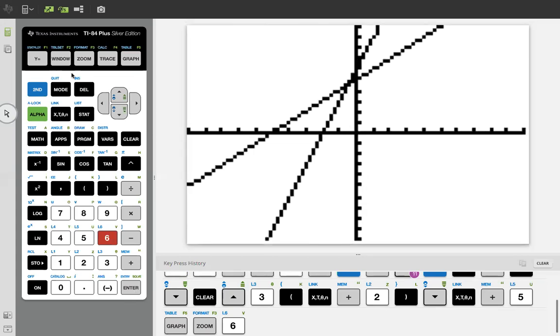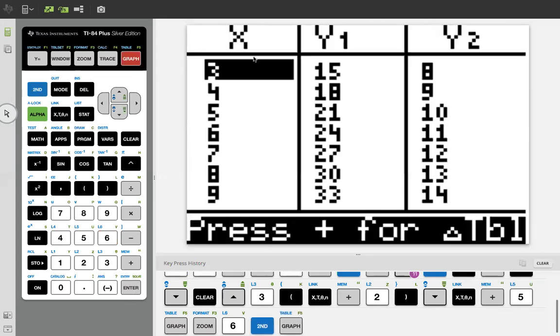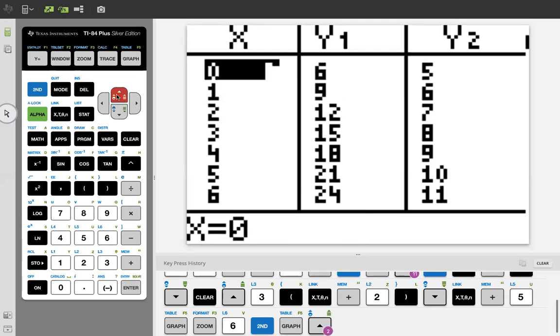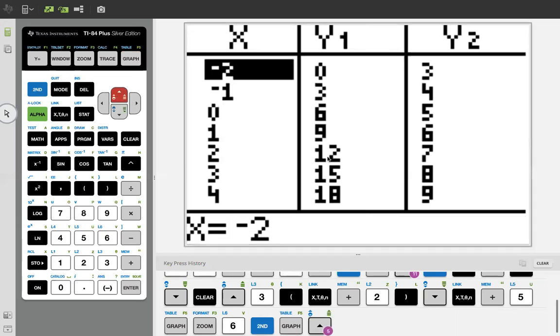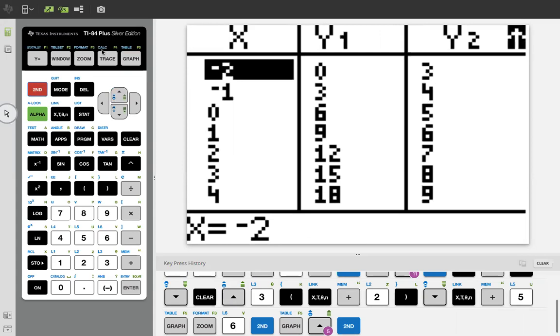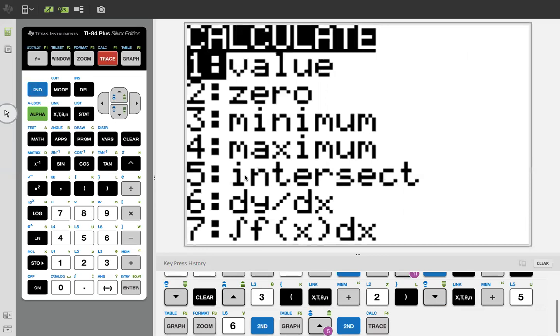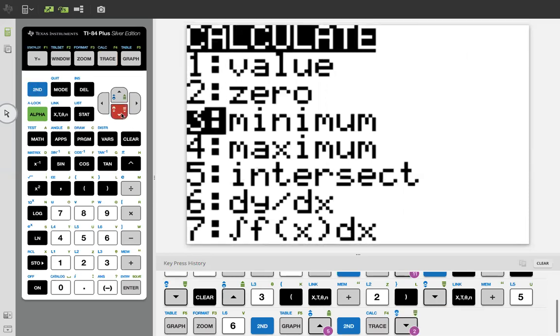And if I go to my table, well, that was in the negatives, so I can see that my one line here passes my other one, but they don't share a number. So how do I use my calculator to do this? Well, I need to calculate the intersection. So I hit second and trace because that's going to get me to calculate. And then I want to know, where do these two lines intersect? So I get on number 5.